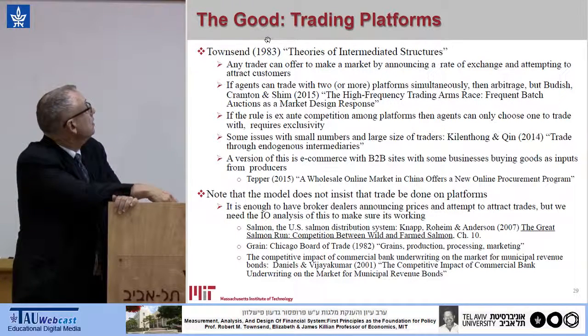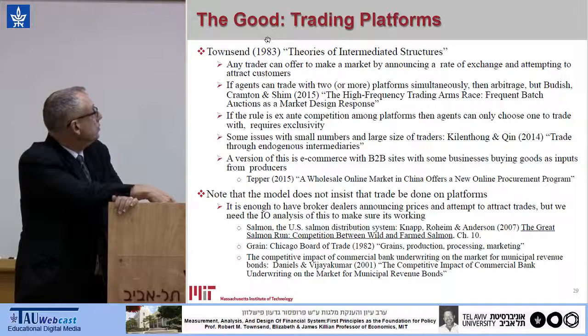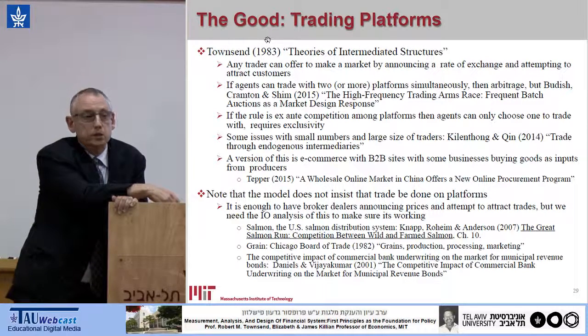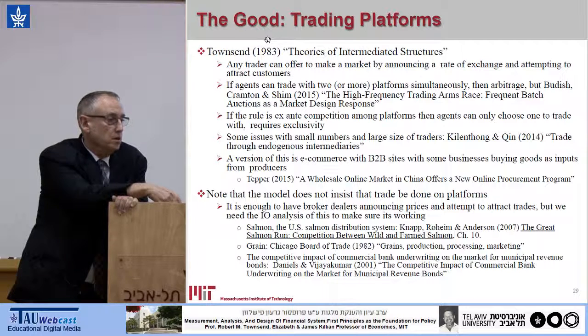I did some work on theories of intermediated structures where agents call out prices and try to attract trades. I think this is pretty close to what we're seeing going on in China with these business-to-business financial platforms. There are some things we learned. There are two ways to allow the competition. You can have households or businesses participating on multiple platforms and not have exclusivity. But actually, that can cause a problem.